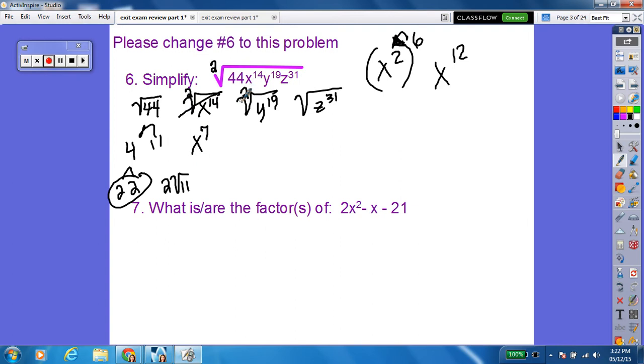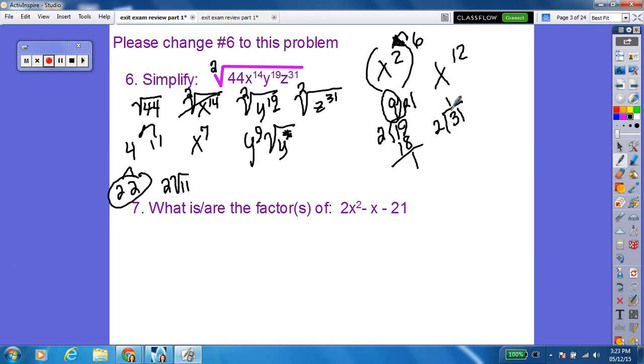However, there are a lot of pairs of y's here, but because this is odd, I am going to have a remainder. So all you do is divide 19 by 2. That's going to give you 9, with a remainder of 1. So your 9 exponent can come out, but this 1 has to stay in. You don't have to write the 1, by the way, you simplify to that. Same thing here with your 2 into 31. If you cut 31 in half, that's 15 with a remainder of 1.